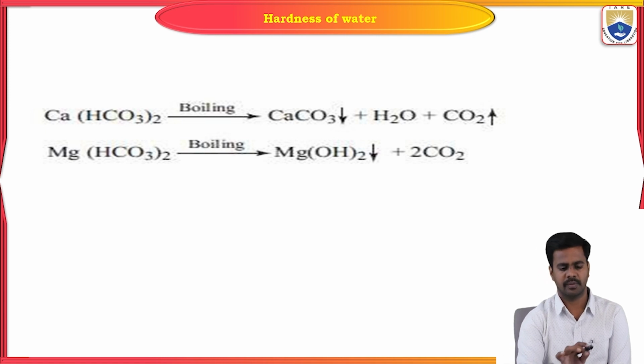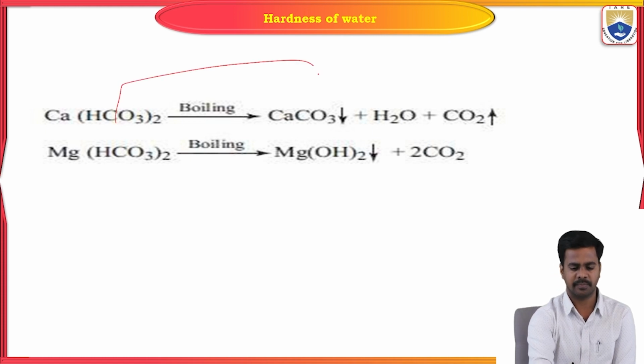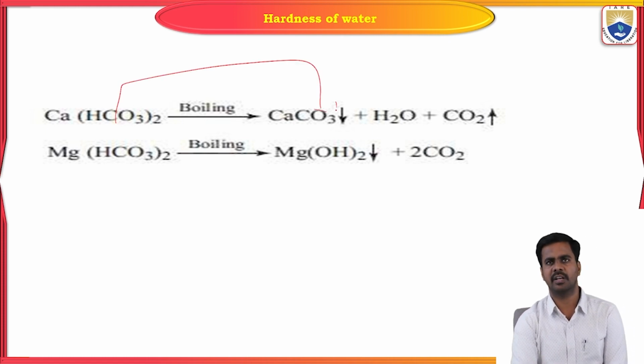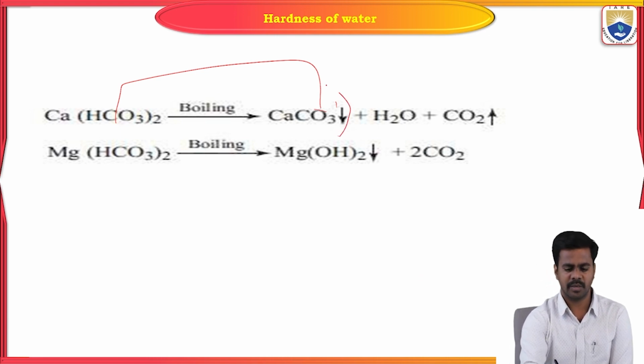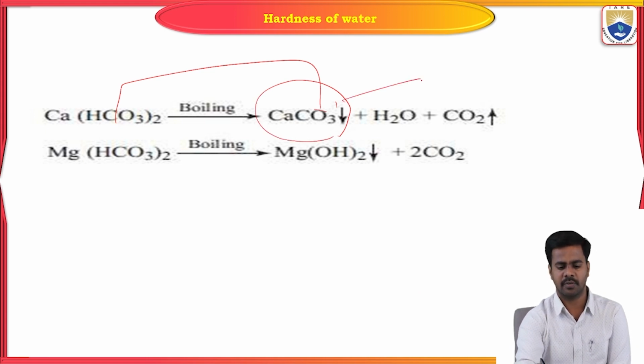Look at this. Hot water which contains calcium bicarbonate. During boiling, calcium bicarbonate is converted into an insoluble precipitate, that is calcium carbonate. So it is an insoluble precipitate, and we can simply remove it through the process of filtration.